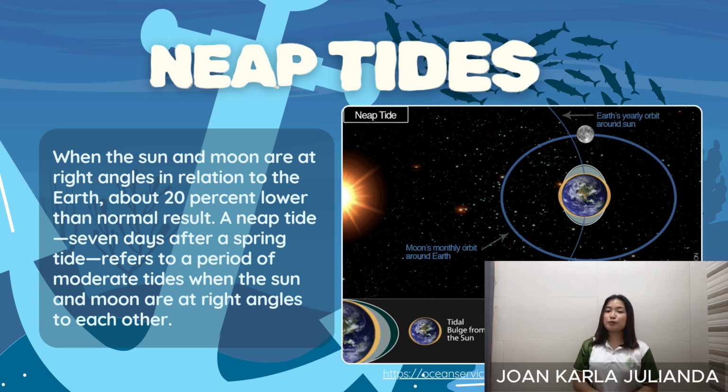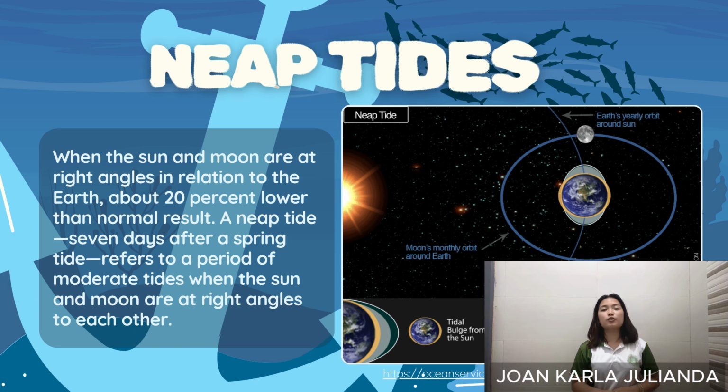The gravitational pull of the moon and the resulting oceanic bulge is cancelled out by the gravitational pull of the sun and its resulting oceanic bulge. Also, in contrast to the spring tide, the high tides are lower and the low tides are comparatively higher in neap tides. Ngayon naman, meron tayong neap tides.